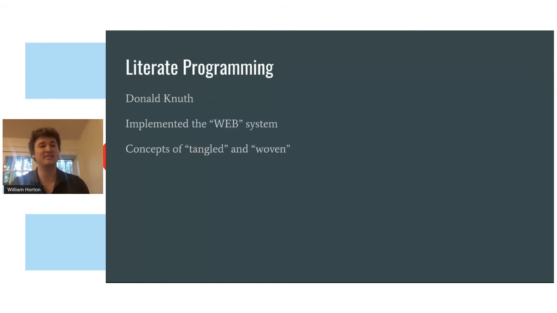And he implemented this in a system that he called Web, which maybe is not the greatest name, you know what they say about naming things. So he had this system called Web. And the idea was that these text and code snippets would be tangled together. So you could be writing text and code, and the text would help you understand the code, and it would all flow together. And then one of the benefits of the system is you could pull out the text, for example, and weave that together into documentation.